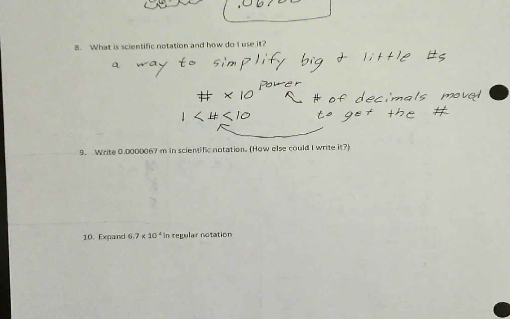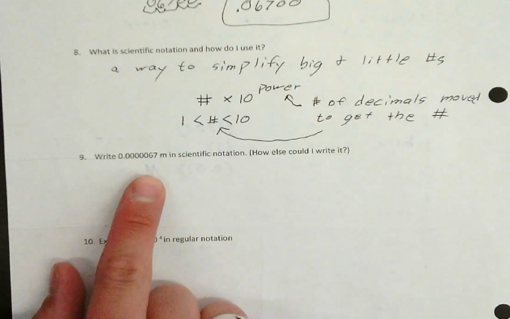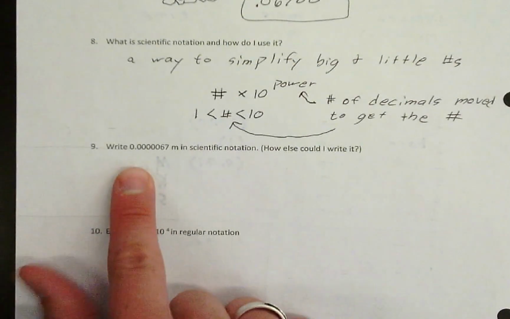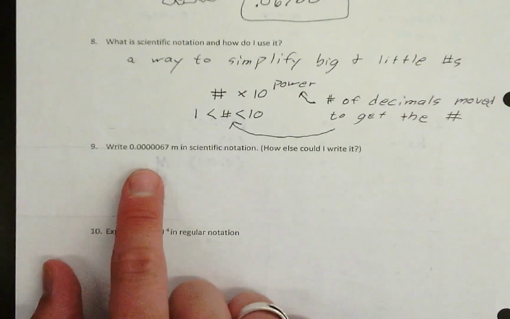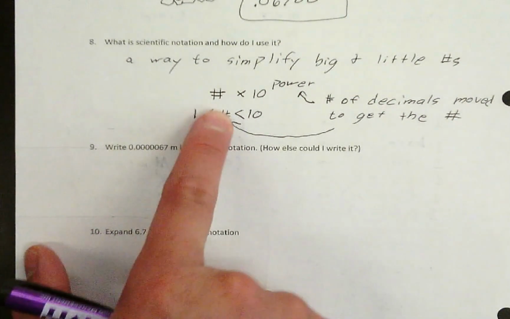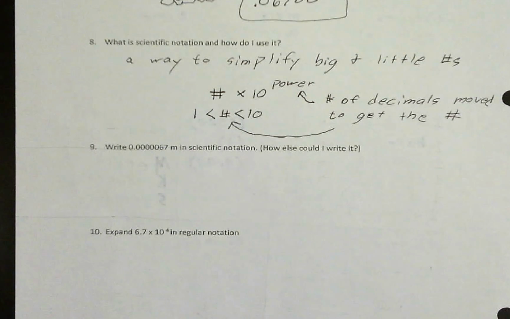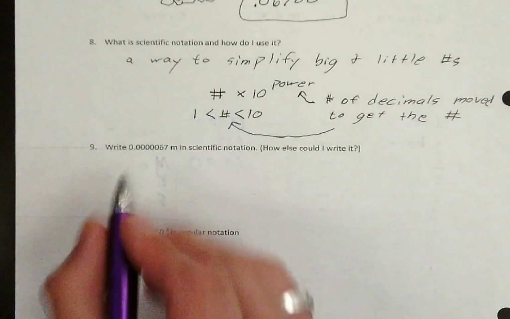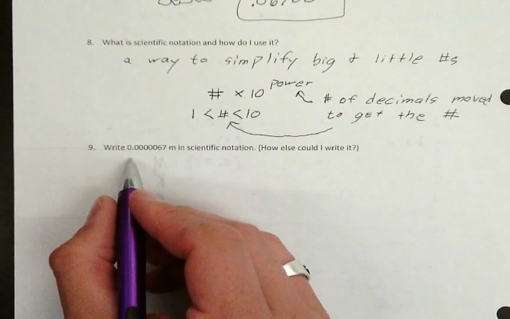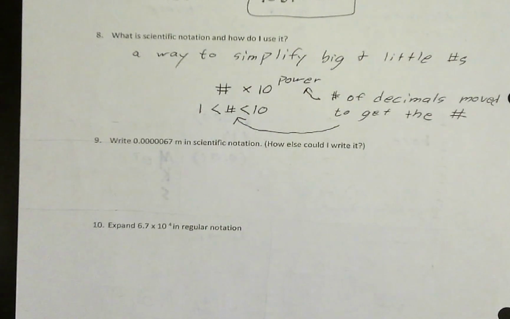The easiest way to explain this is to just do it. So here's a number. This number is really small. This is a pain to write every time if I'm solving a problem, so I'm going to write it in scientific notation. So I need a number. That number needs to be between 1 and 10. So I'm looking at this number and figuring out where I can put the decimal so that the new number is less than 10 but more than 1.